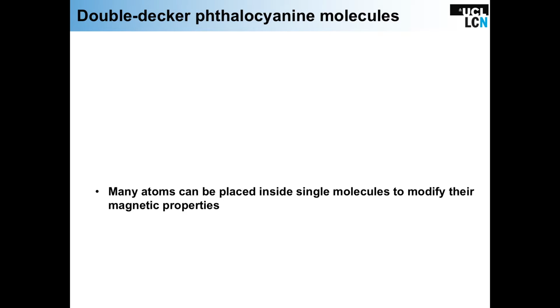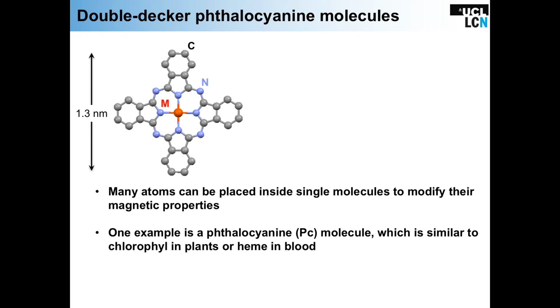So one of the ways we can do this is we can place the magnetic atoms inside of a single molecule, and we can use that to modify their magnetic properties. One of the molecules that's used to do this is a phthalocyanine molecule, and you can see a picture of the chemical structure here.